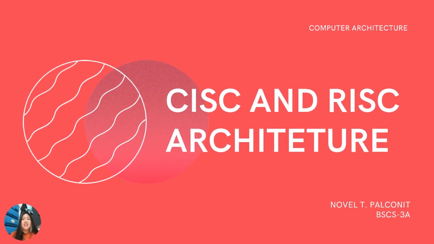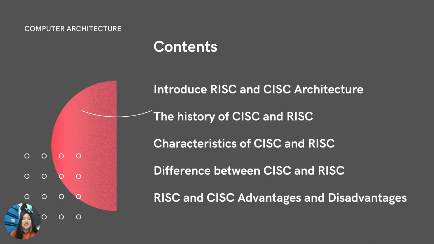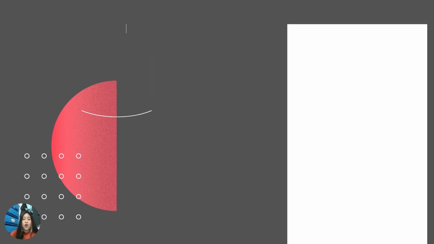My name is PALCONIT, and I'm going to discuss CISC and RISC architecture. But before we start, let me introduce the content of my discussion. First, introduce the RISC and CISC architecture. Second, the history of CISC and RISC architecture. Third, characteristics of CISC and RISC. Fourth, the difference between CISC and RISC. And fifth, RISC and CISC advantages and disadvantages. So let's start.